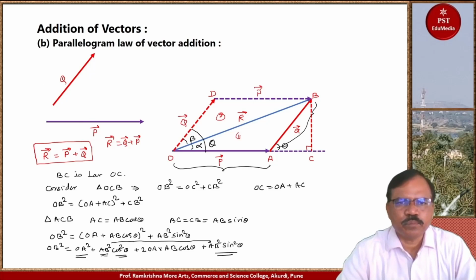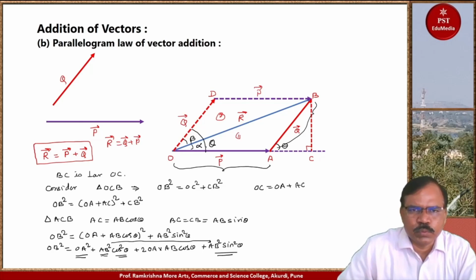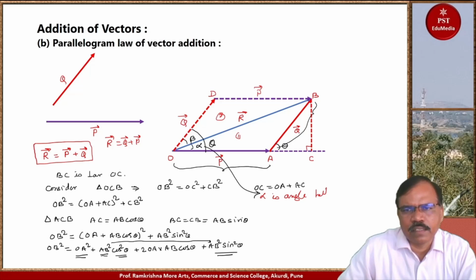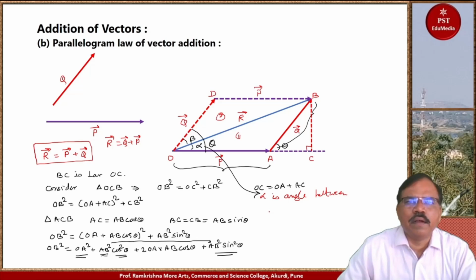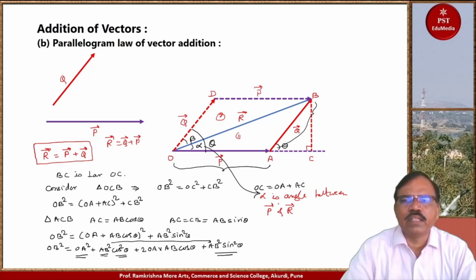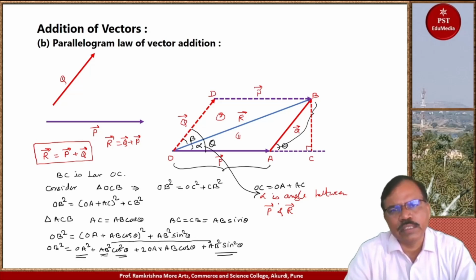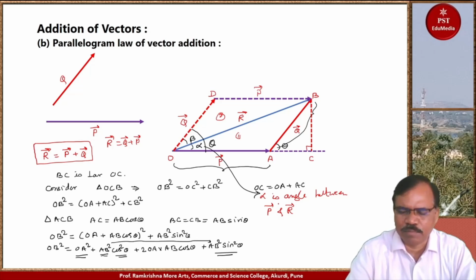So here, see, alpha is the angle between vector P and R. So this angle gives you the direction of R. Or beta, that is the angle between R and Q, that gives you the direction of R with respect to Q, while alpha gives the direction of R with respect to P. So you can find it by the geometry of this figure.